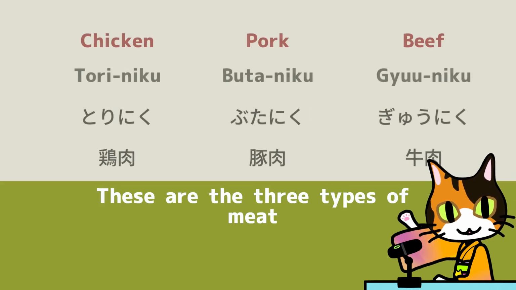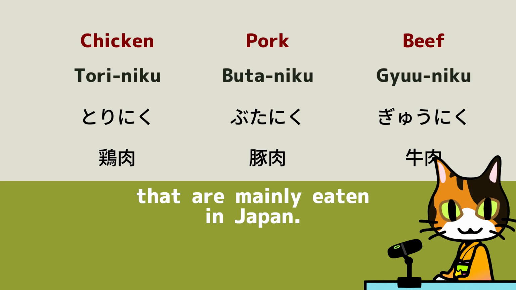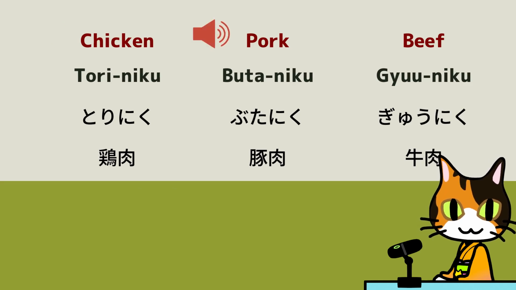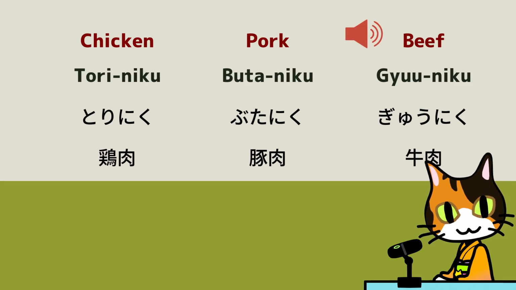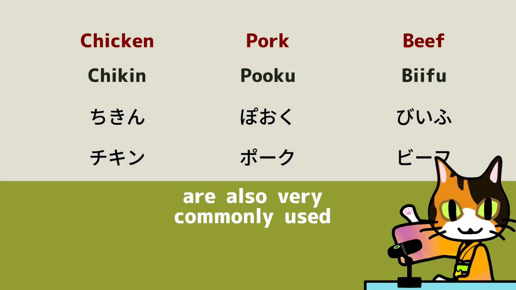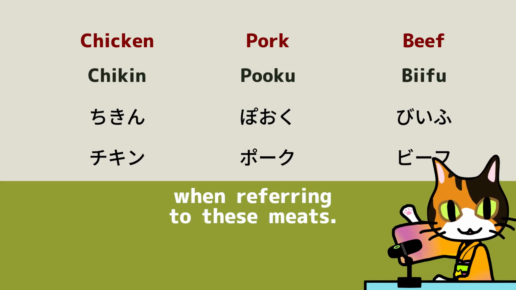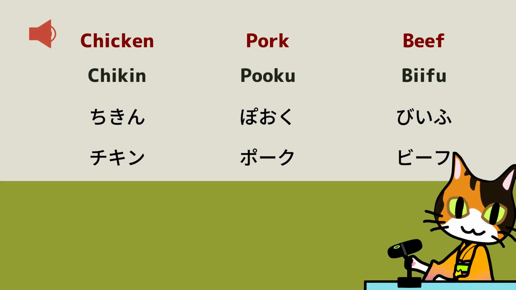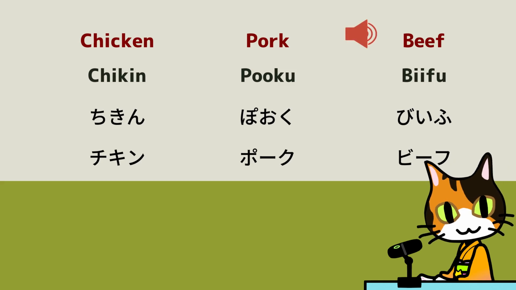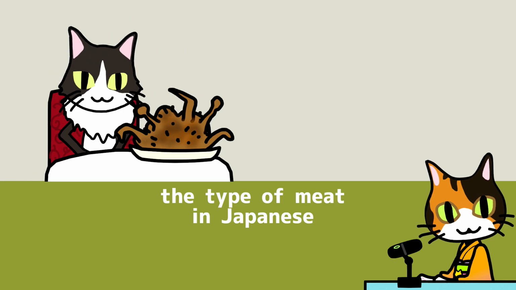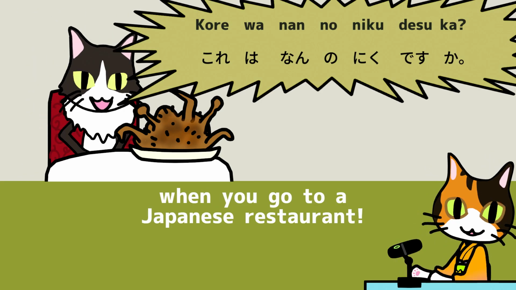These are the 3 types of meat that are mainly eaten in Japan. 鶏肉、豚肉、牛肉。 By the way, the words chicken, pork, and beef are also very commonly used when referring to these meats, so it's fine to use those as well. チキン、ポーク、ビーフ。 Now you can ask about the type of meat in Japanese when you go to a Japanese restaurant.